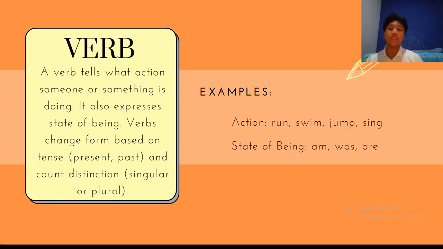It also expresses state of being. Verbs change form based on tense, for example, present tense or even past tense, and count distinction, for example, singular or plural verb. Now we have the examples of the action such as run, swim, jump, and sing. And then the state of being such as am, was, and are.